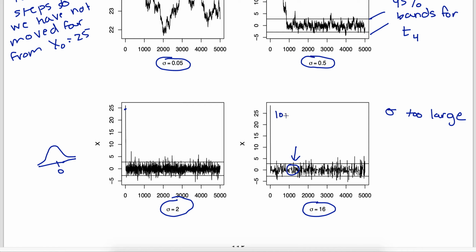So here I'll just add that note here. Long periods with wild proposals that were all rejected.